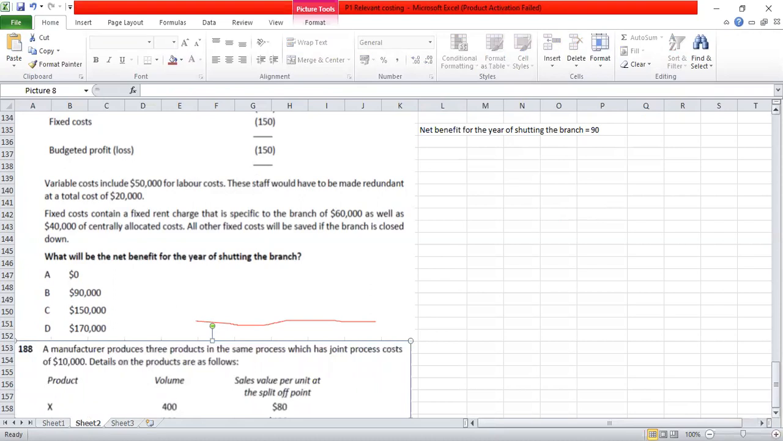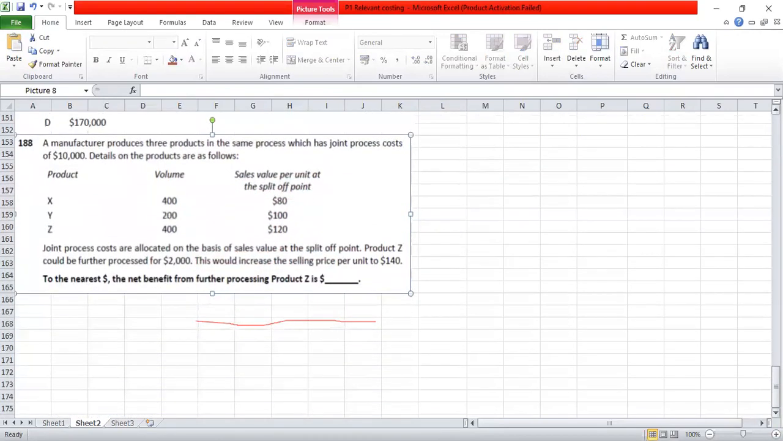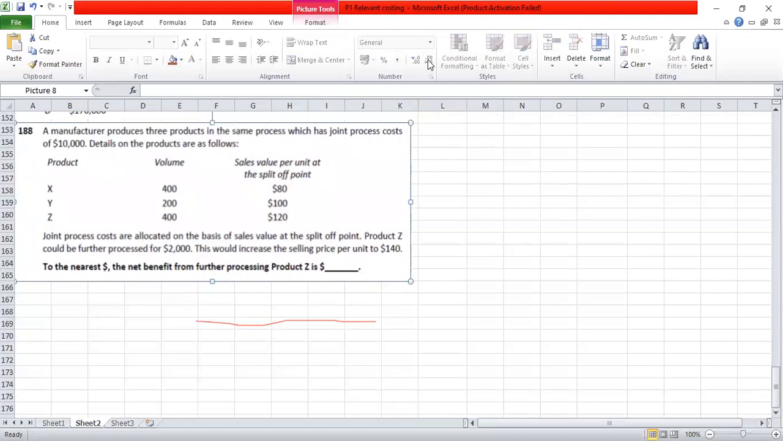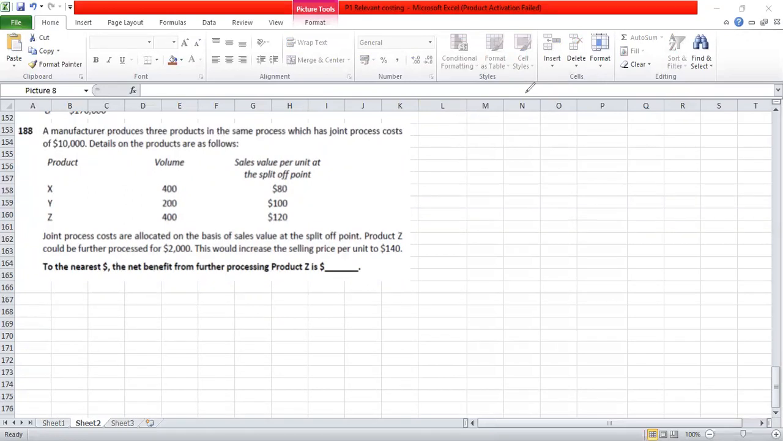The next question is question number 188. A manufacturer produces three products in the same process which has joint process costs of 10,000. Details of the products are as follows. Three products X, Y, Z. Volume is 400, 200, 400. Sales value per unit at the split off point is given. Joint process costs are allocated on the basis of sales value at the split off point.